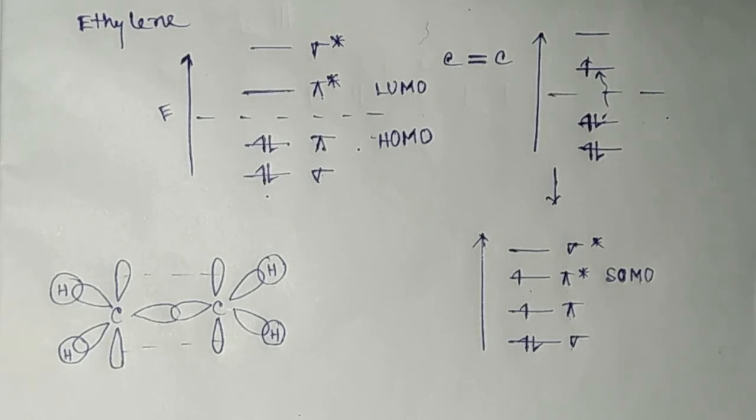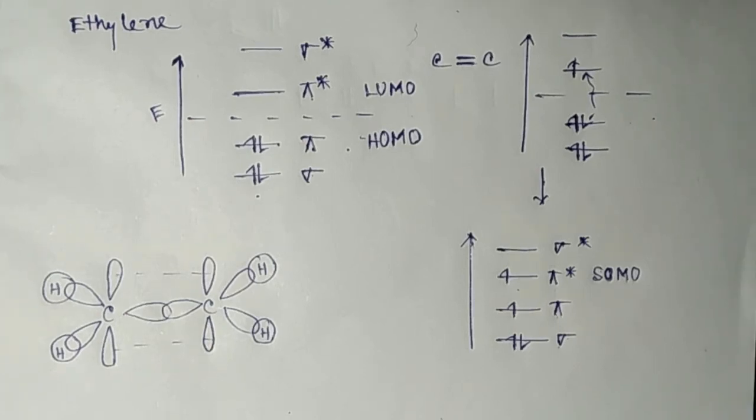But what happens if there are three or more atoms involved in pi bonding? For example, in 1,3-butadiene, we will have to consider extended overlap of the pi orbitals. We will come to that.